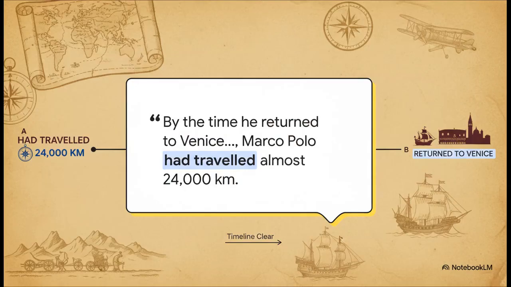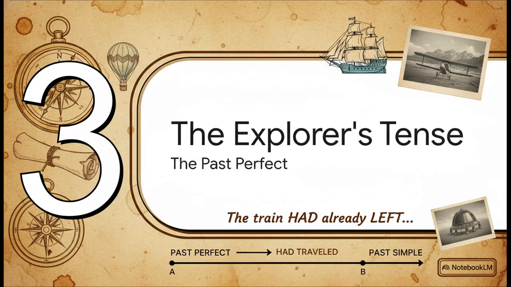Take a look at this sentence about Marco Polo. There are two actions here, both in the past. He returned to Venice, and he had traveled 24,000 kilometers. The way the sentence is built tells us exactly which one came first. And the special tool we use for this is what we're going to call the explorer's tense. Now, its official name is the past perfect. And trust me, it's your secret weapon for telling clear, amazing stories about things that have already happened.